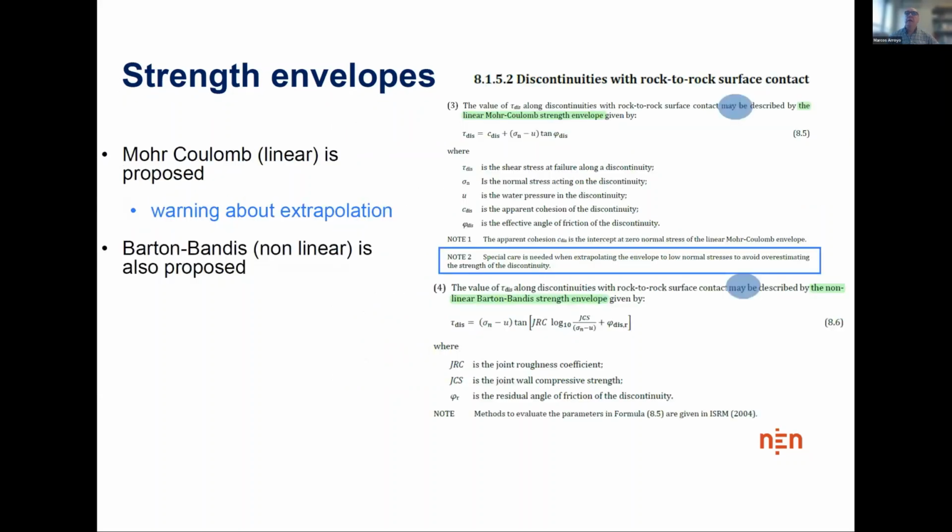For discontinuities, in which there is rock-to-rock surface contact, there is also the possibility of using a nonlinear strength envelope, the Barton-Bandis, that depends on measures of roughness of the walls, strength of the walls, etc. But the Mohr-Coulomb linear envelope is also apparent here. It is interesting that in this case there is this simpler one, but in the notes they tell you that, as often happens in the techniques, if you choose the simpler model you need to be careful because it will apply to a more restricted set of conditions, and particularly you need to be careful if you're extrapolating to low normal stress.